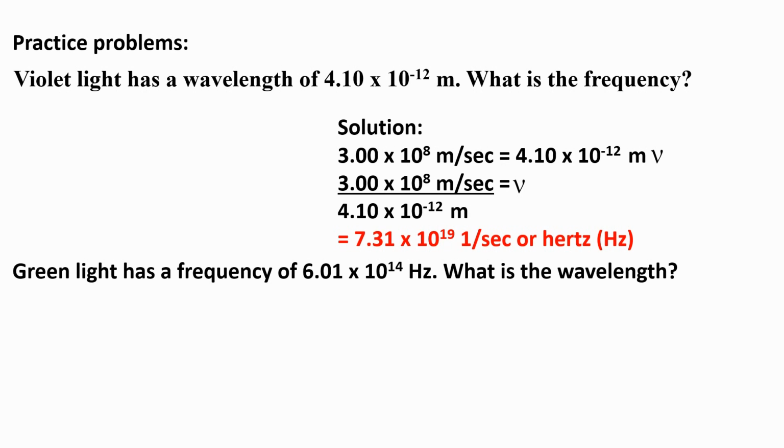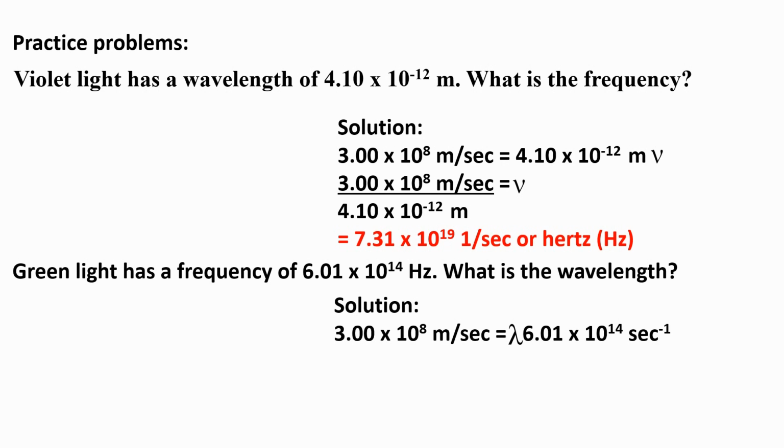Practice problem 2. Green light has a frequency of 6.01 times 10 to the 14 hertz. What is its wavelength? Once again, we use the speed of light calculation, where the speed of light is 3.00 times 10 to the 8 meters per second, and that's equal to lambda times the frequency, which is 6.01 times 10 to the 14 reciprocal seconds.